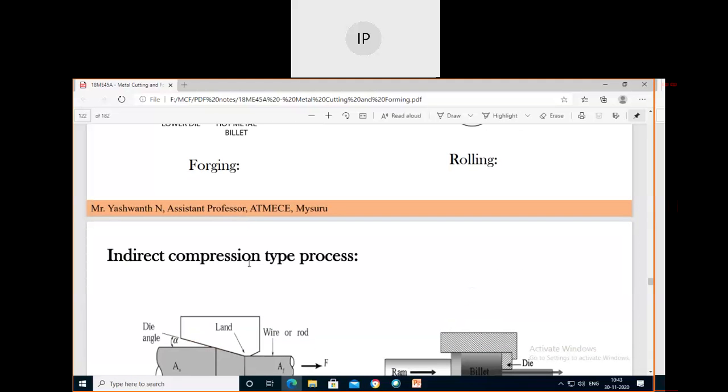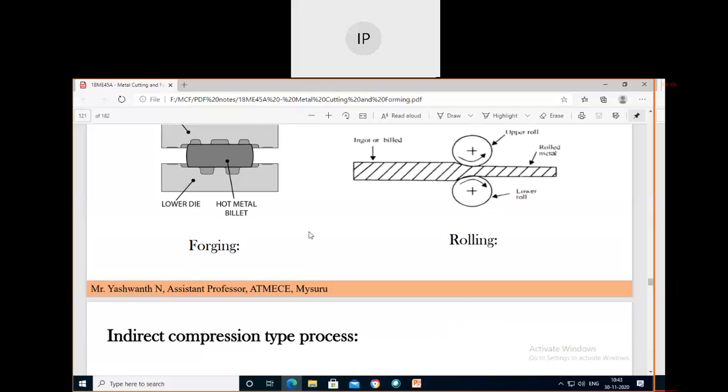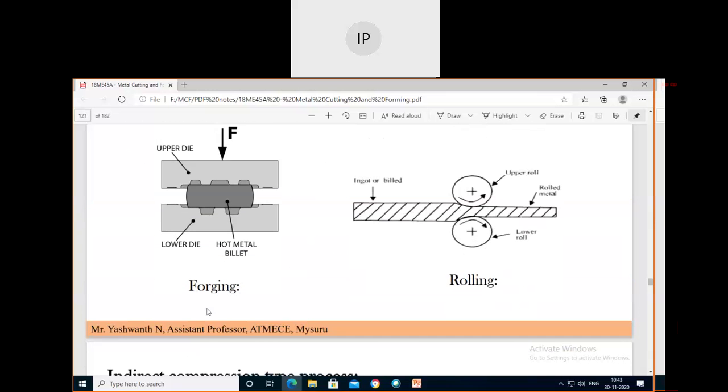Similarly, the second one is the indirect compression type process. These are the two types of direct compression type process: forging and rolling. We will see in detail what forging is and the different types of forging defects, and similarly rolling, in later classes. Just understand the concept, the meaning of forging and rolling.